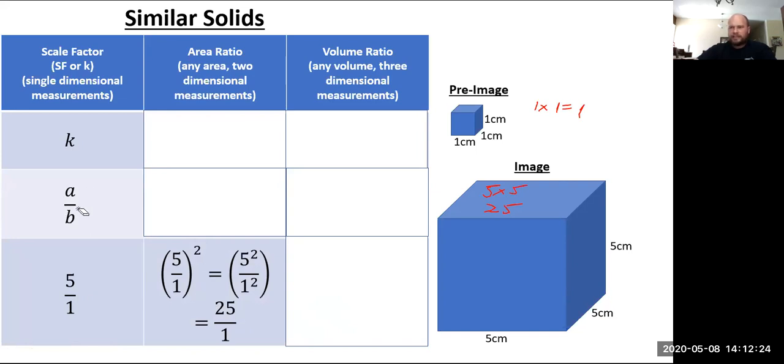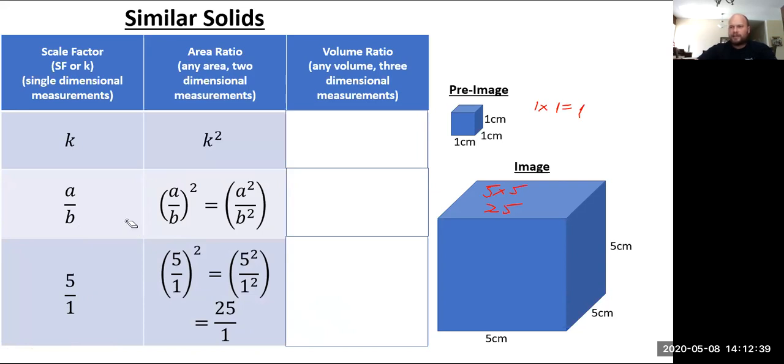If we're looking at this as A over B, whatever numbers we're plugging in for the scale factor, the area ratio is going to be those values squared. So if we're looking at it just in terms of K, whatever that scale factor is, it's going to be squared when we talk about it in terms of an area ratio. And we're going to look at another problem dealing with this in a second to see how this would apply.